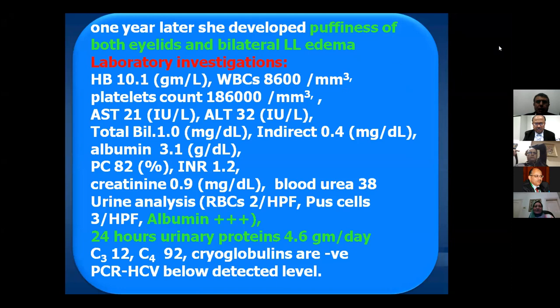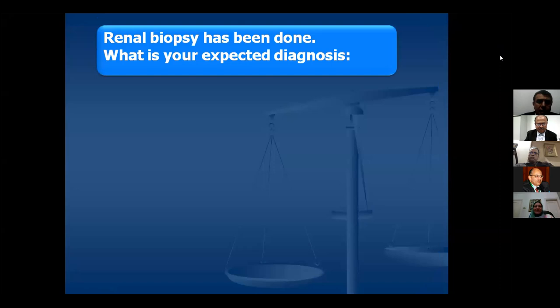Investigations have been done and revealed that they are within normal apart from hypoalbuminemia, with serum albumin 3.1. Urine analysis showed no active sediment, no RBCs, and albumin plus 3. The 24-hour urine protein showed nephrotic range proteinuria, 4.6 grams per day, and complement C3 and C4 are within normal with cryoglobulins negative. In this situation, PCR was below the detected level, it was negative. Renal biopsy has been done.